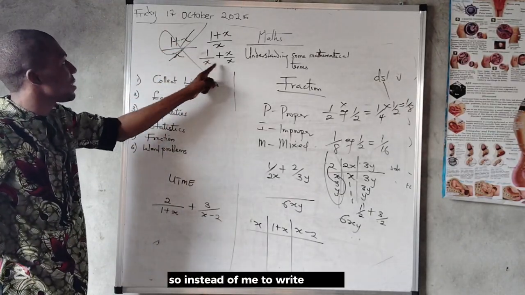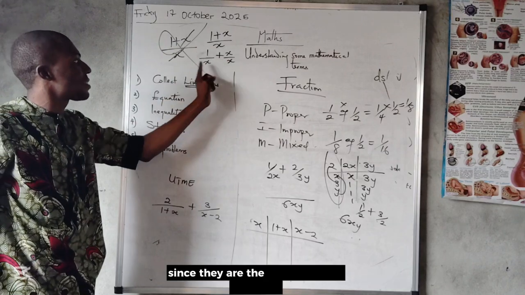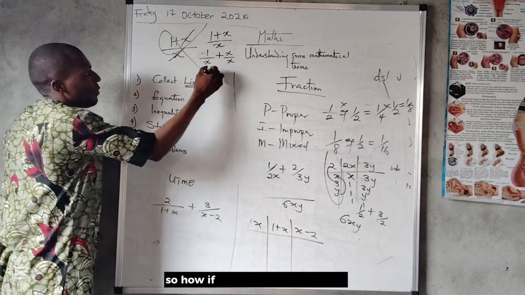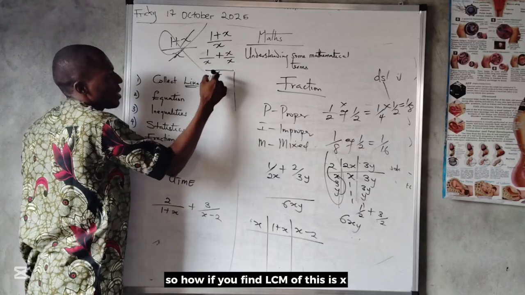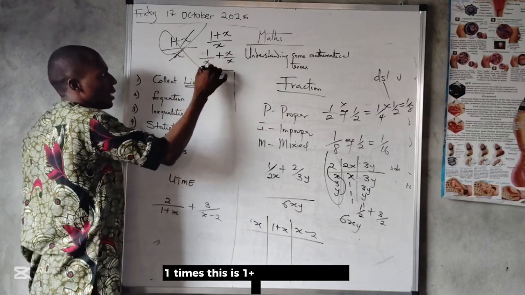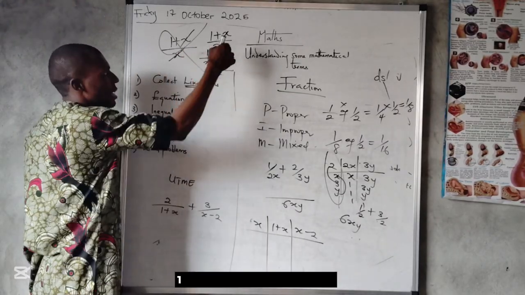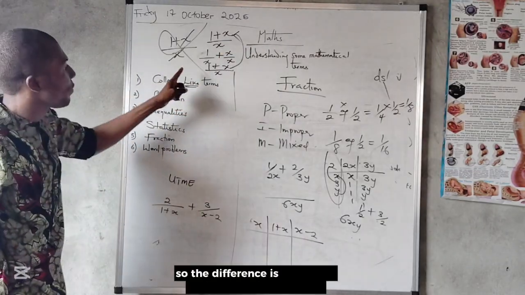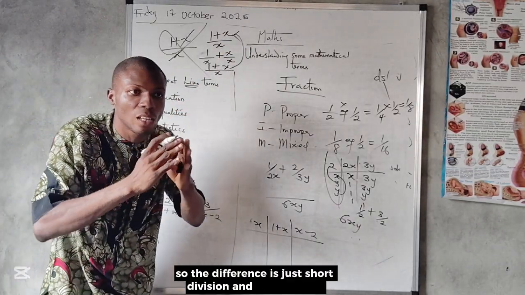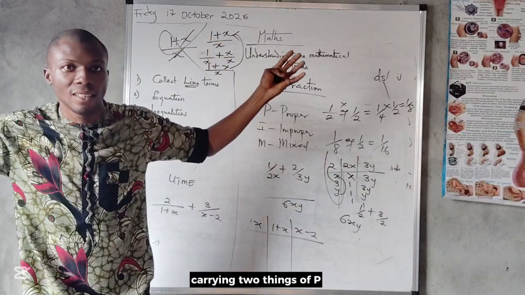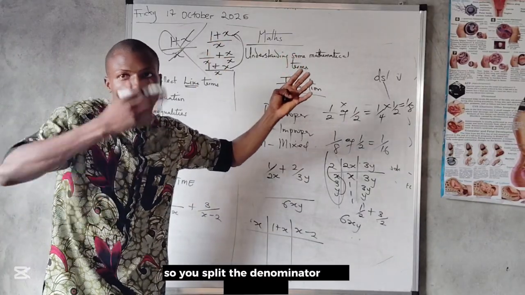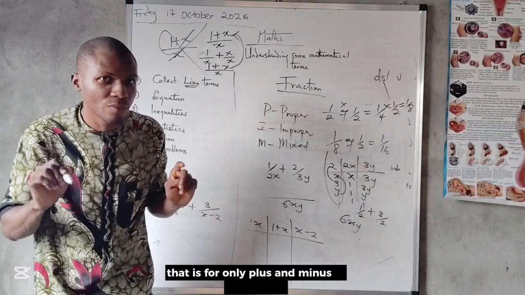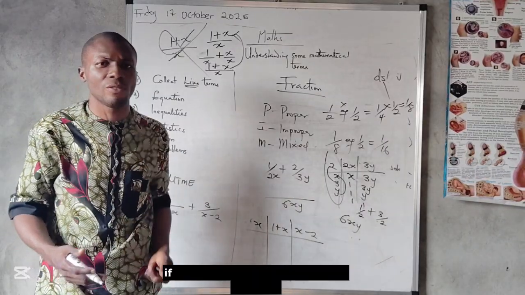So instead of writing that, since they are the same, they just say all over x. So how? If you find LCM of this, it is x. x divided by x is 1. 1 times this is 1. Plus x divided by x is 1. 1 times this is what? x. You see, we are going back to this. So the meaning of the difference, just short division and long division, carrying two things or 3. So you split the denominator into those 3. That's the best way to solve it. That is for only plus and minus.